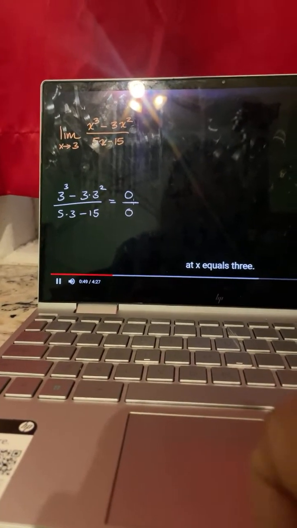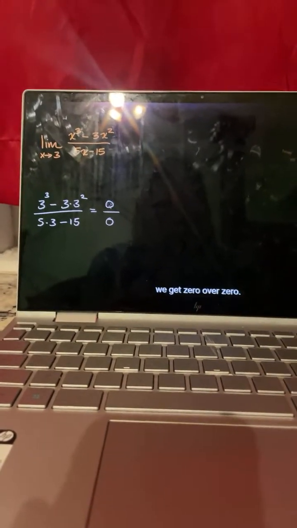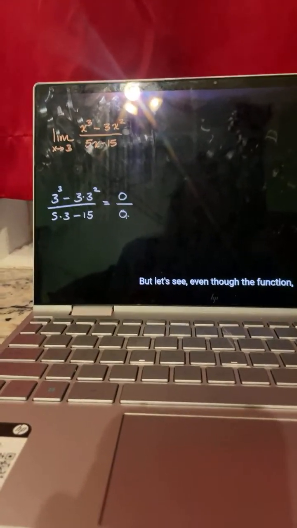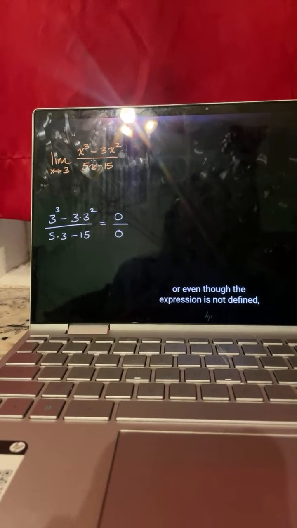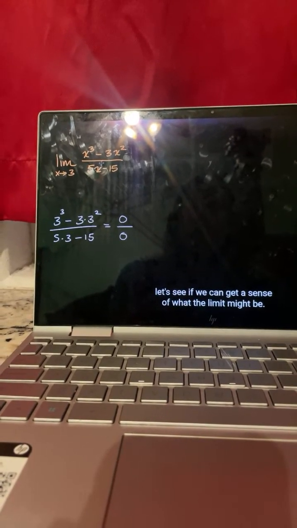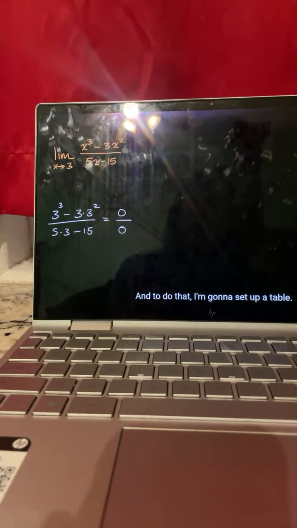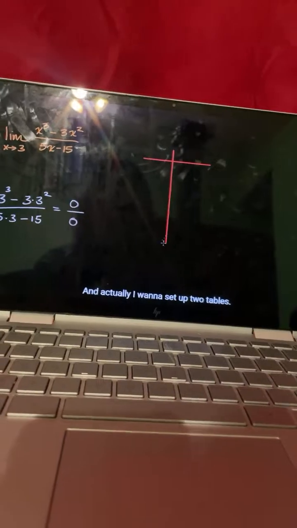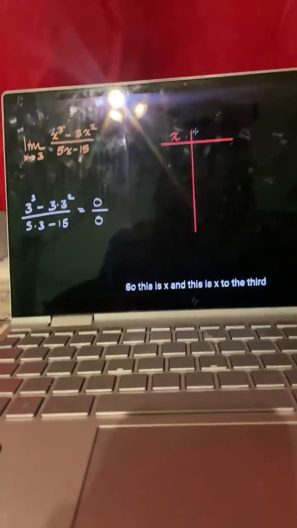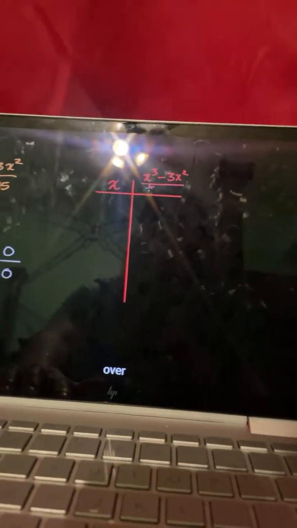At x equals 3, we get this indeterminate form. We get 0 over 0. But even though the expression is not defined, let's see if we can get a sense of what the limit might be. To do that, I'm going to set up a table. Actually, I'm going to set up 2 tables. So this is x, and this is x to the third minus 3x squared over 5x minus 15.